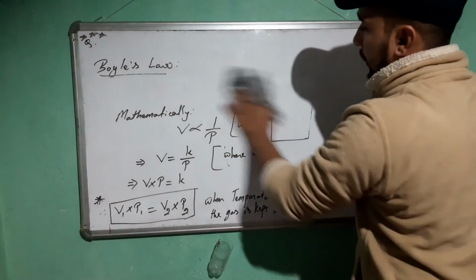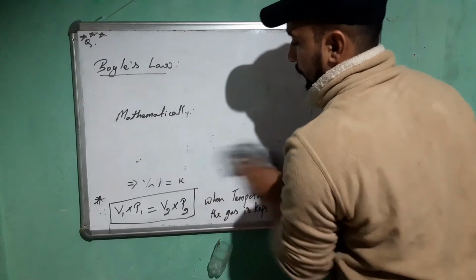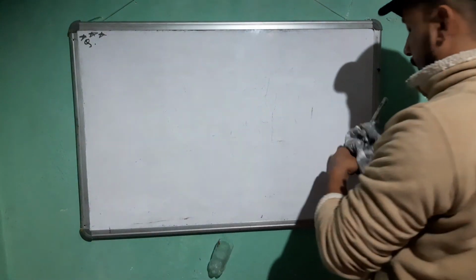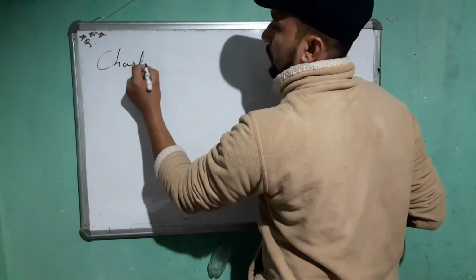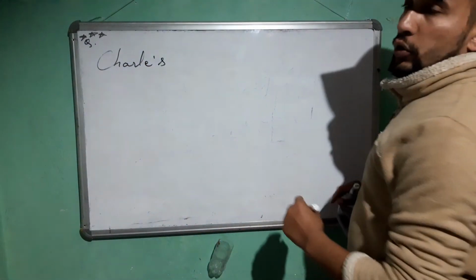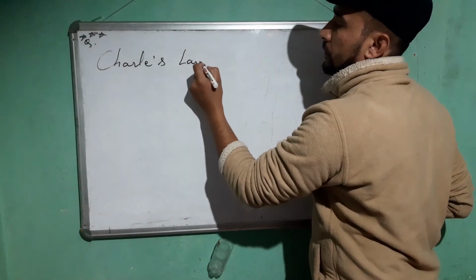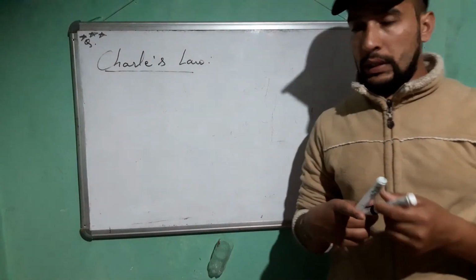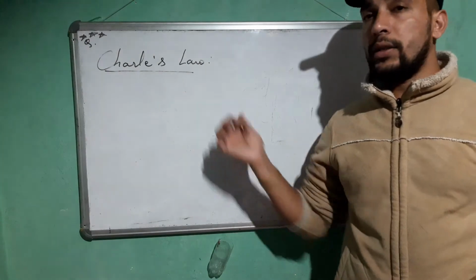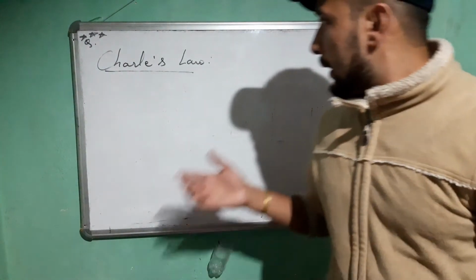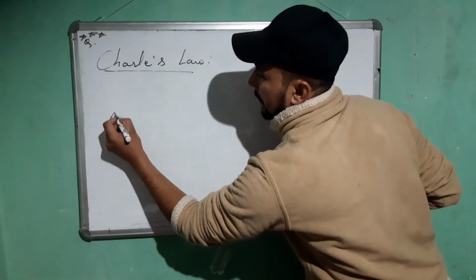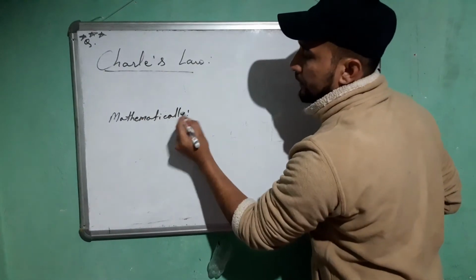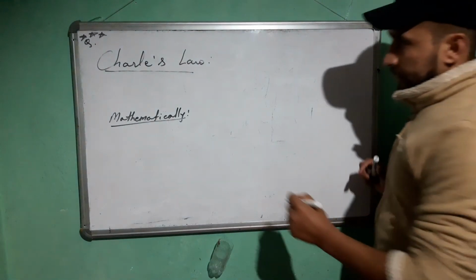Next, let's move on to another law, that is Charles law. So write down the question: State Charles law and give its mathematical form. First I'll write the mathematical relation. The statement I'll give you later.